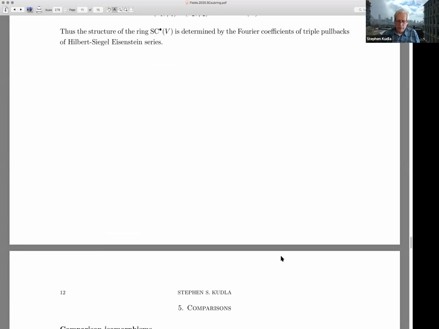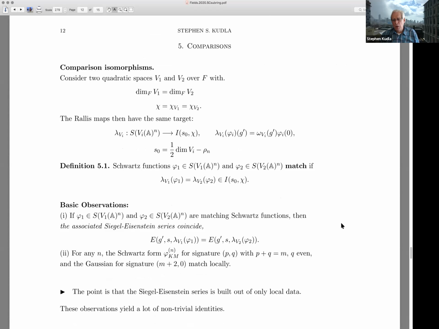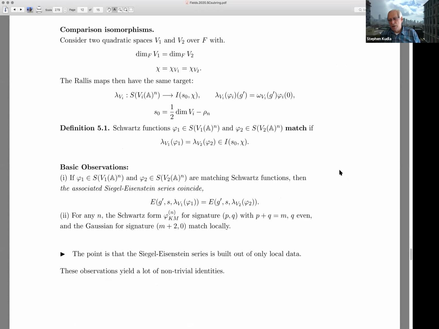Let me explain where that comes from. So now let's suppose that I have two quadratic spaces with the same dimension and the same chi. And then I have two Wallace maps, one for each of them, and with the same target, because the chi's are the same and the dimensions are the same. So I end up with the same target for the Wallace maps, okay?